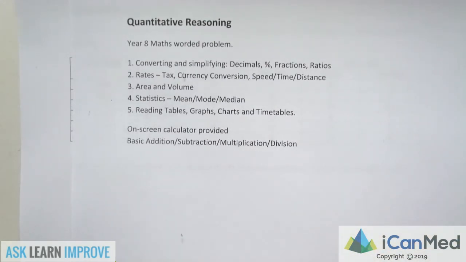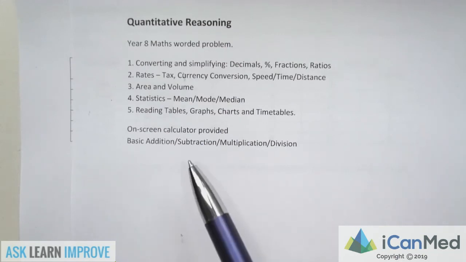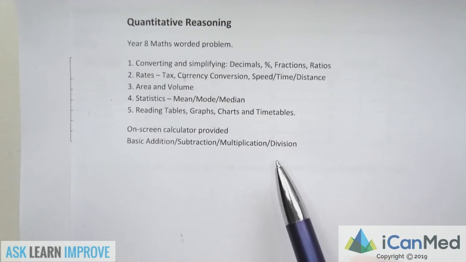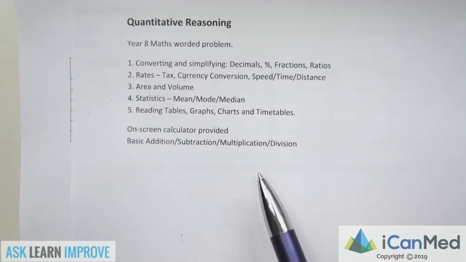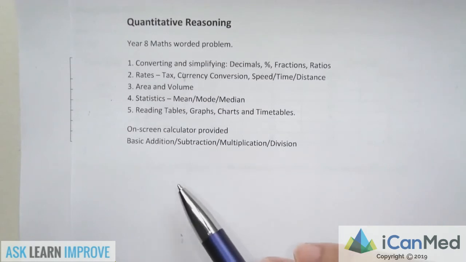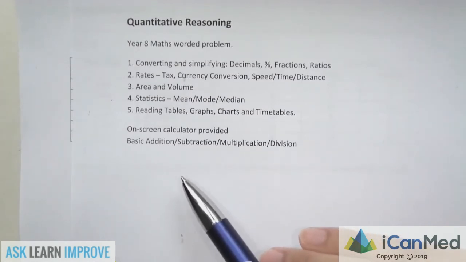Okay, and the calculator is a basic calculator. It's not a scientific calculator, it's not your ClassPad. It only does basic addition, subtraction, multiplication, or division. So don't expect anything fancy. It's just something that does these operations very simply. There's no brackets. And whatever you type into the calculator, you can't actually scroll back to see what you typed in. So it is a very, very basic calculator.